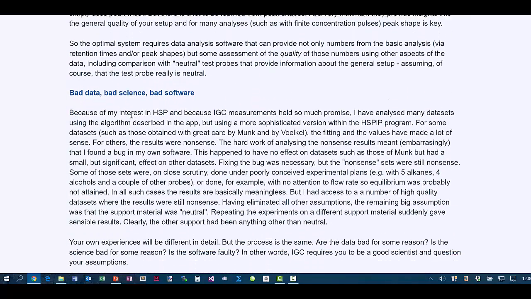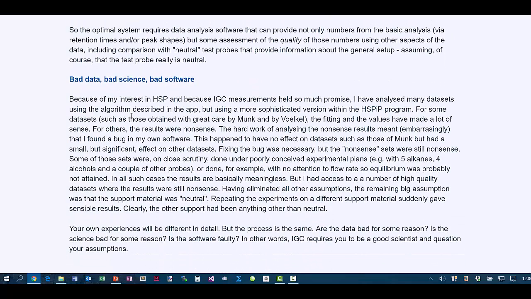And this brings us to the fact that I hinted at the start, that in published IGC work there's a lot of bad data, bad science and bad software. And I can speak personally from that. When I became interested in using IGC for Hansen solubility parameters, I started with some data sets which happened to be by Monk and by Volkel. I didn't know it at the time, but these were excellent high-quality data sets, and it was very easy to get the analysis right to derive HSP parameters.